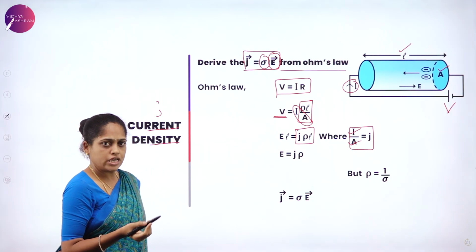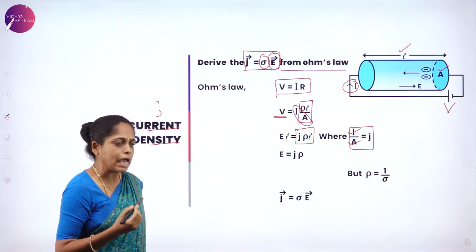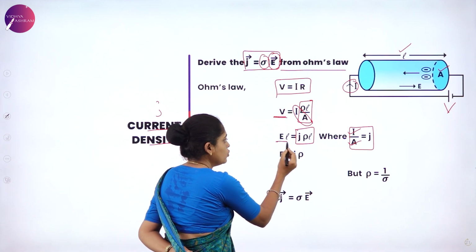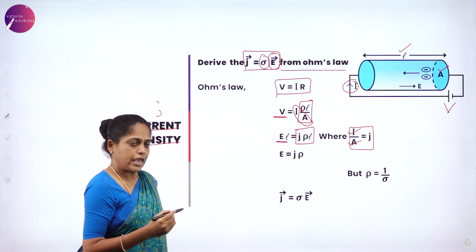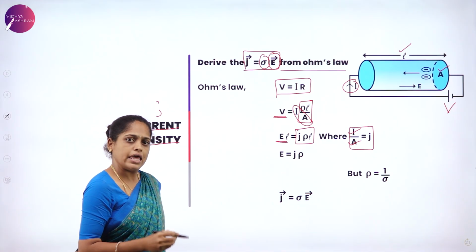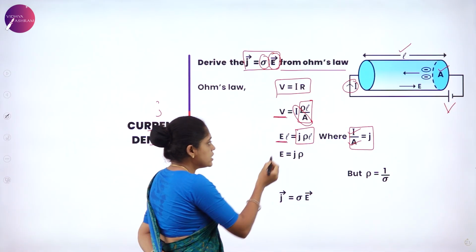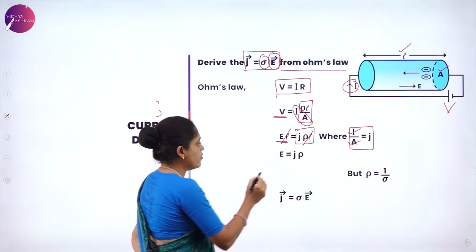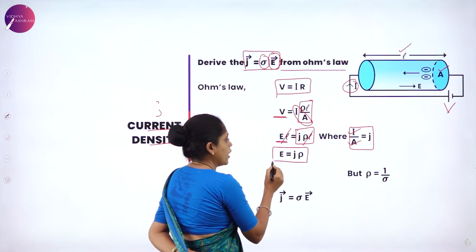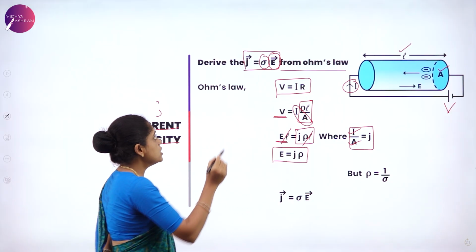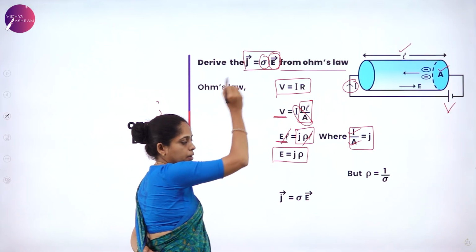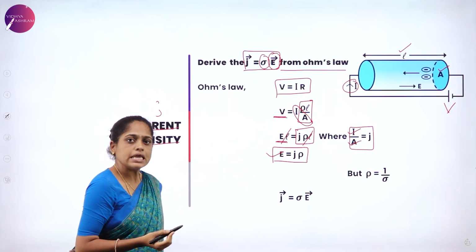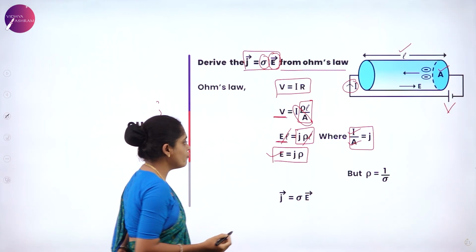And this potential difference can be expressed in terms of electric field and length. This you know, the relation which we have derived in chapter 2. So, potential is equal to EL, where E is the electric field and L is the length of the conductor. In this equation, the length gets cancelled and we have E is equal to J rho. But we need J is equal to sigma E.